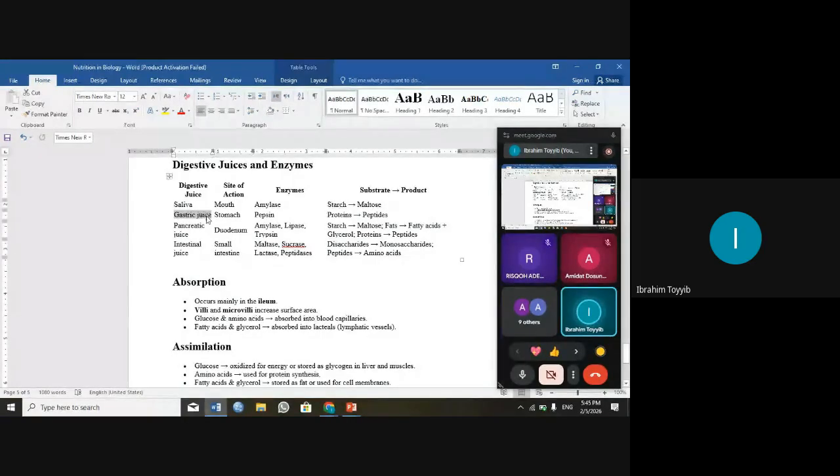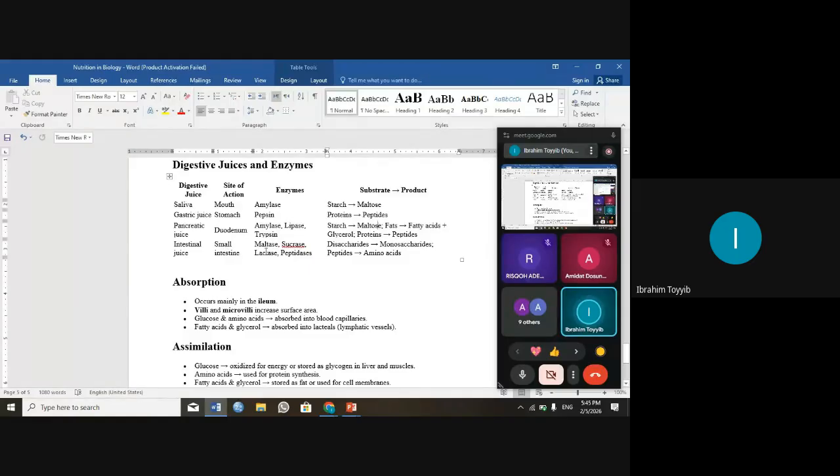Gastric juice is found in the stomach. And what enzyme is present there? Pepsin. And pepsin breaks down what? Protein to what? Peptides. We have pancreatic juice, which is found in what? Duodenum, first part of the small intestine. We have three enzymes there: pancreatic amylase, lipase, and trypsin. Amylase breaks down starch to maltose, lipase breaks down fats to what? Fatty acid and glycerol, while trypsin breaks down what? Protein to peptide.